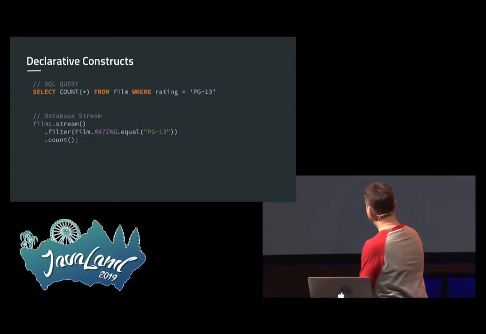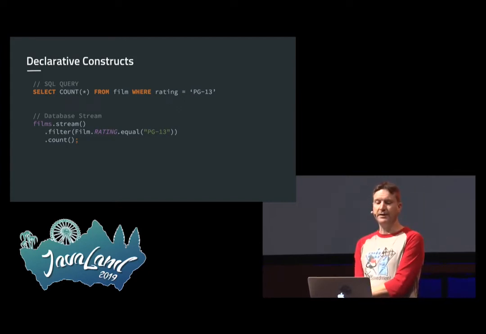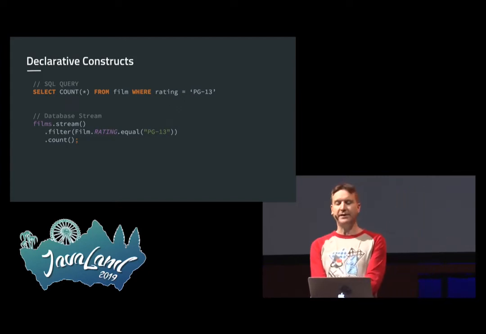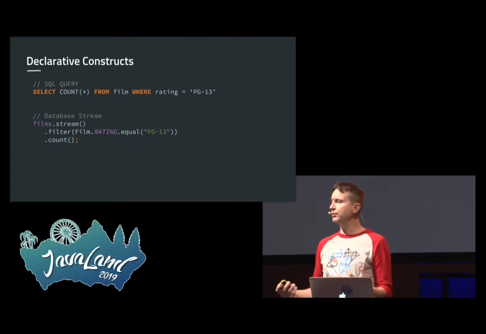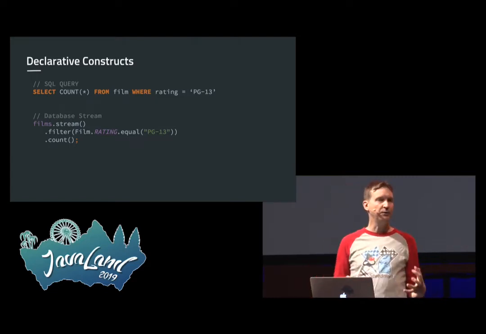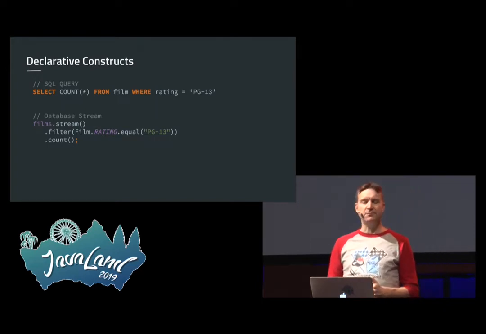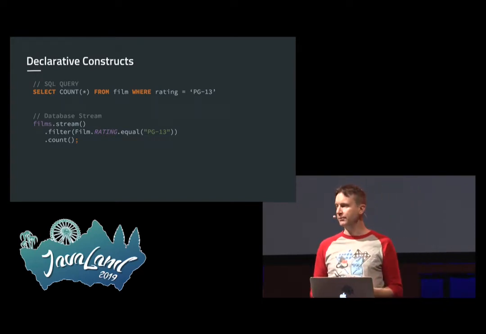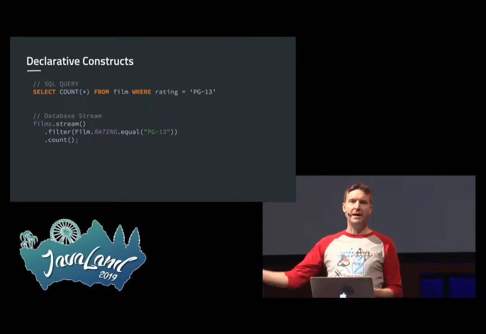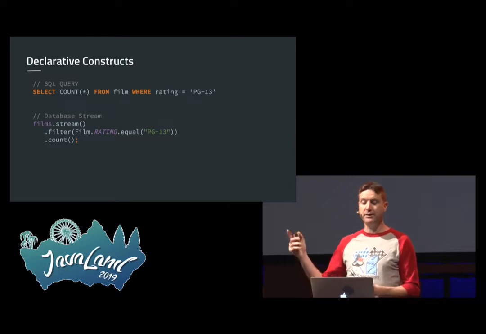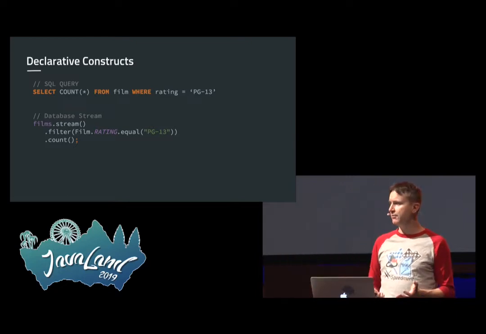So let's look at something called declarative constructs. For example, a SQL query is a declarative construct. We say what we want, but we don't say how it's supposed to be executed. So in this example, the database is free to solve this problem however it wants. It can, of course, iterate over each and every film, apply the predicate, rating is PG-13, and then count each and every one of them.